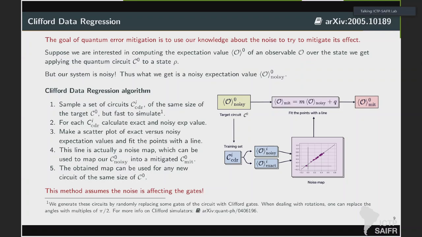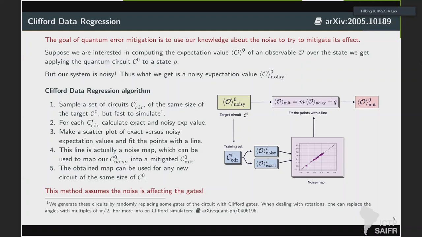So what you do is the following. We have our target circuit, C0. We know the circuit, so we know how many gates, which is the depth of the circuit, the architecture in general. And if we assume that the noise is related to the gates, same hypothesis we did before, not generally valid, okay? Most of the times can be, but in general can also be different to this.